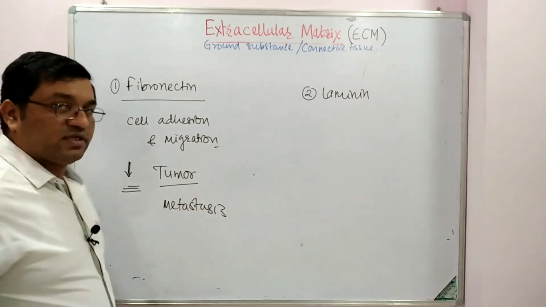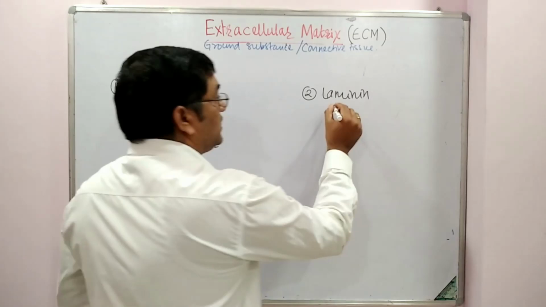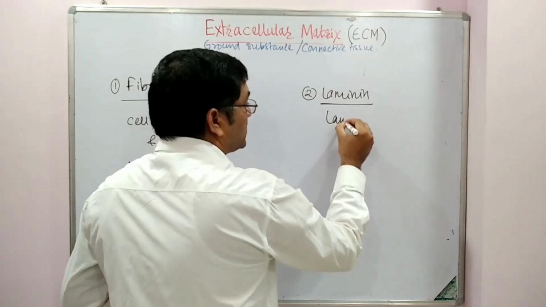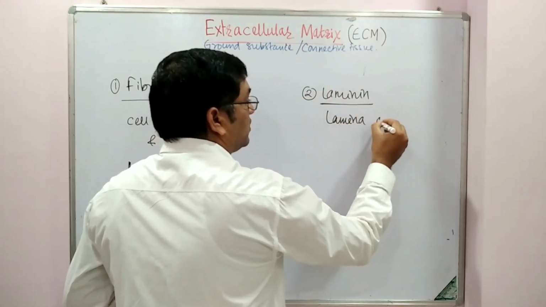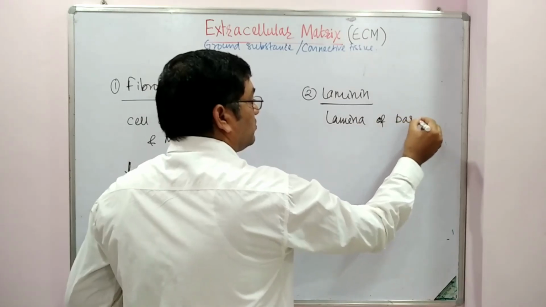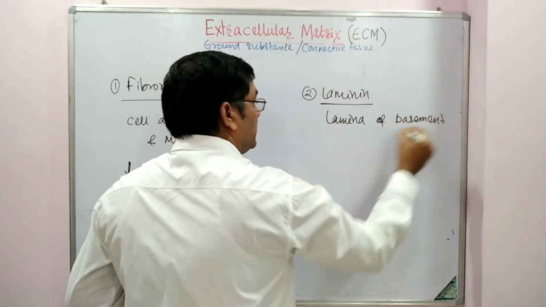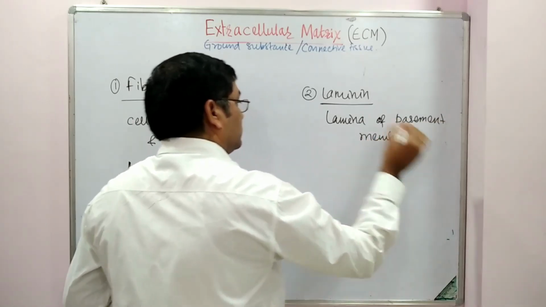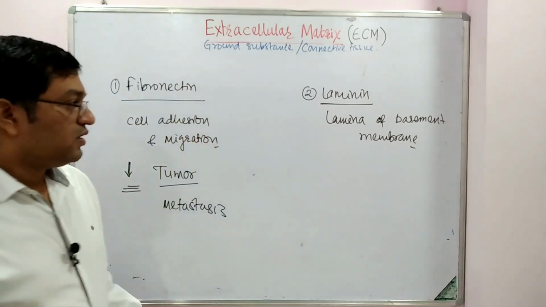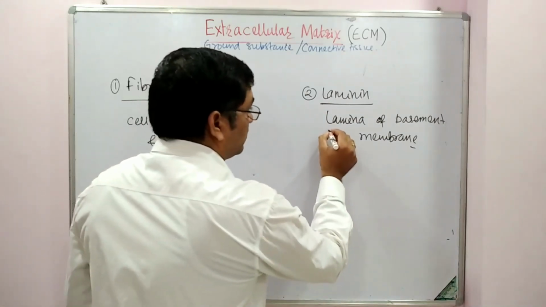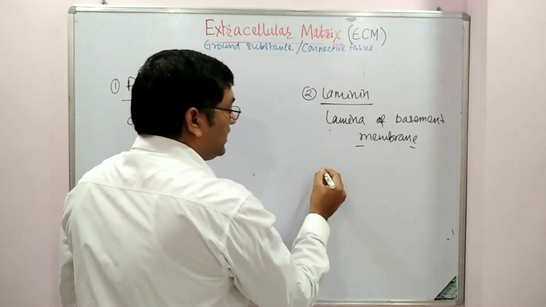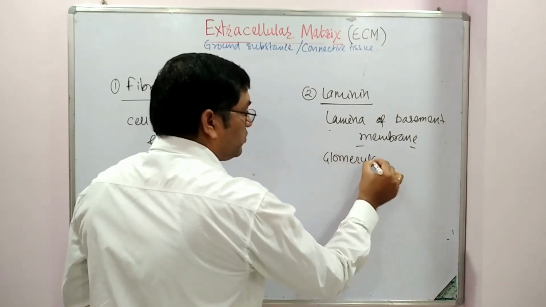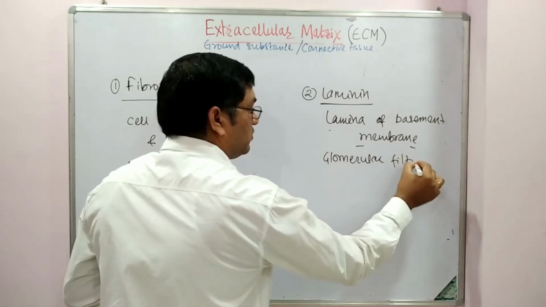That is fibronectin. Laminin is present in the lamina of the basement membrane, and it is responsible for glomerular filtration.